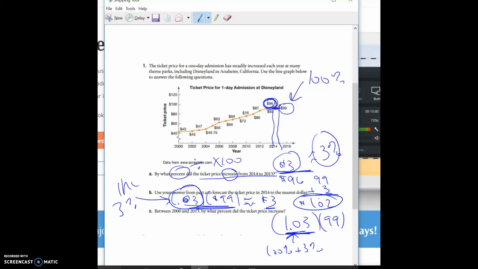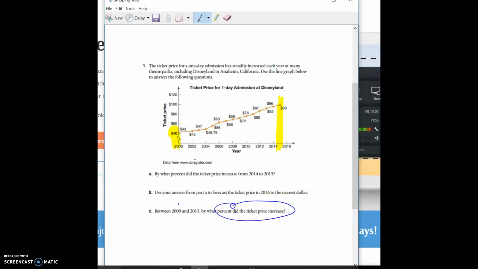Okay, and then it says between 2000 and 2015, what percent did it increase? Again, I know I'm going to divide. It wants us to look at percent increase or decrease, which is always the change divided by the start or the original price. So from 2000, let's erase some of the stuff here. In 2000, that's the start, at $40 right there if you see the dot. And we're going all the way to 2015. So pause the computer, see if you can find the percent increase or decrease.